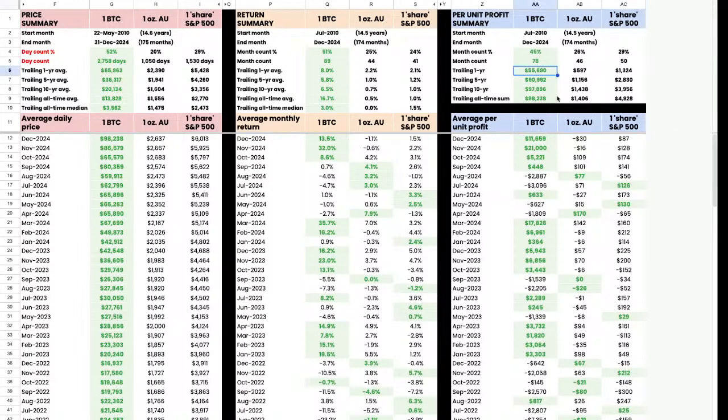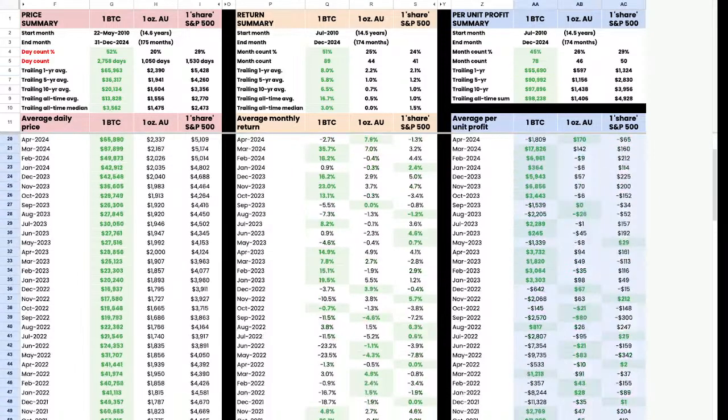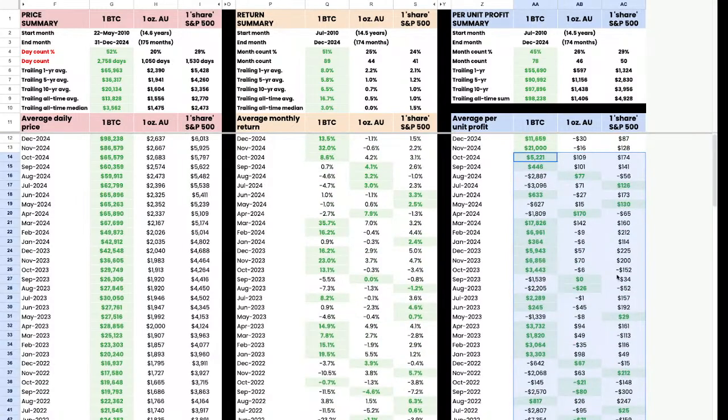So let's look at the trailing 1 year now. This is very simply if we take 98,000 subtracted by December last year, 42,000. What's that? 55,690. We're still on the per unit profit, but now we're expanding the time zone a little bit to get a different look. This is just all monthly changes, just to give you the flavor of it and see how many times Bitcoin wins: 78 times out of 174, or 45% of the time.